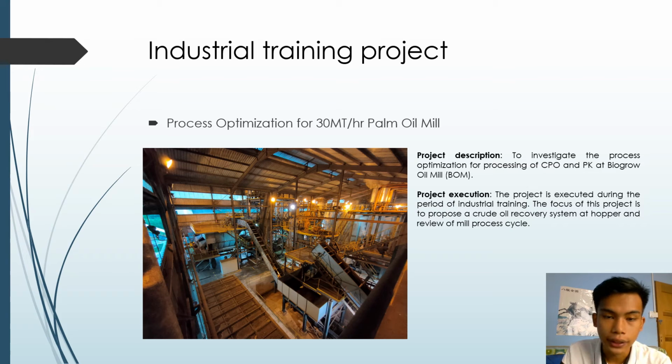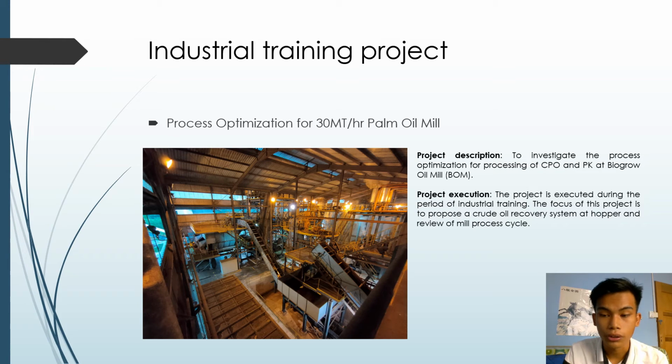Next, the national training project. The title of my training project is process optimization for 30 metric ton per hour palm oil mill. The description of this project is to investigate the process optimization work for processing of CPO and PK at Biogro oil mill. The project is executed during the period of the industrial training.